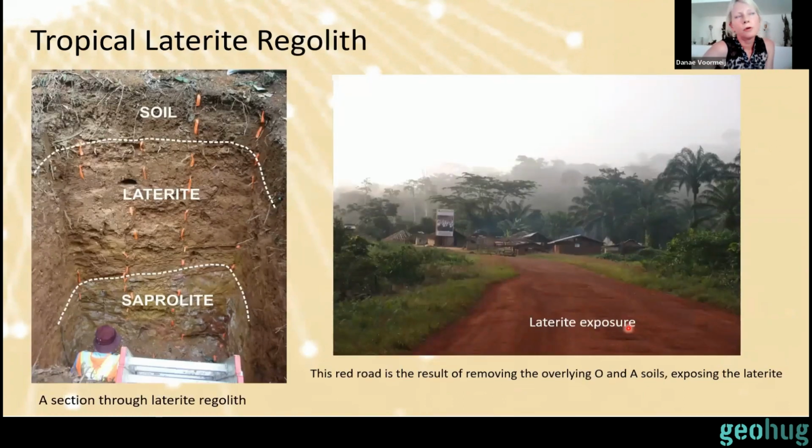When you think of or watch a movie that takes place in Central Africa, you see the Jeep driving across the road. It's a red road with red dust. And what does that mean? That's actually a laterite exposure. So in this case, the vegetation and the topsoil has been removed to make the road, and you're looking at laterite. Laterite doesn't always have to be red. It can be more brown, it can be gray, but it's dominantly red in color.